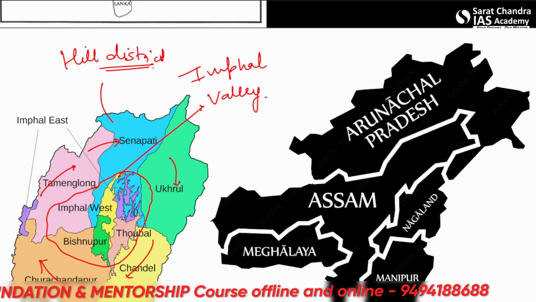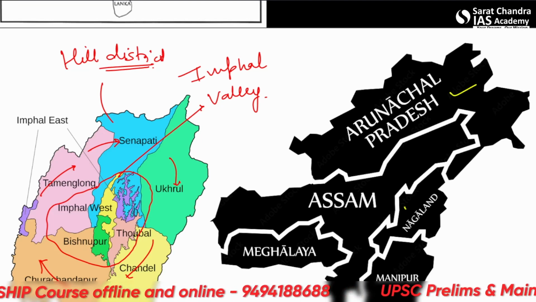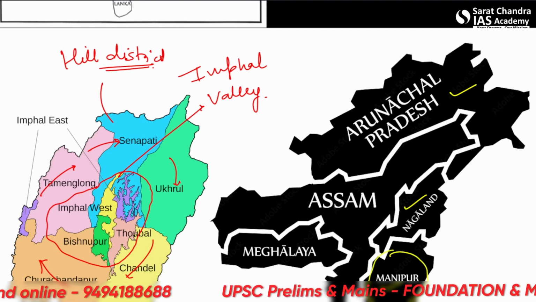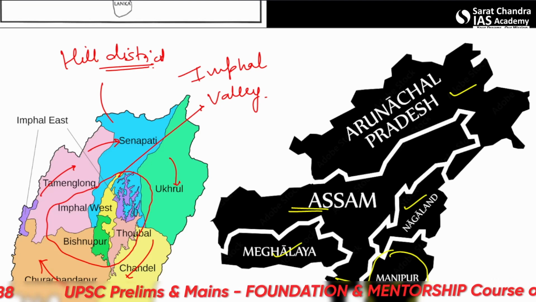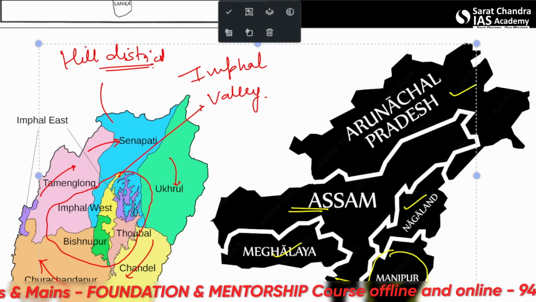Alright. This is again the map here in which you can see Arunachal Pradesh, then Nagaland, Manipur, which we are talking about, Meghalaya, Tripura here, and Assam. Alright. So let me erase this.